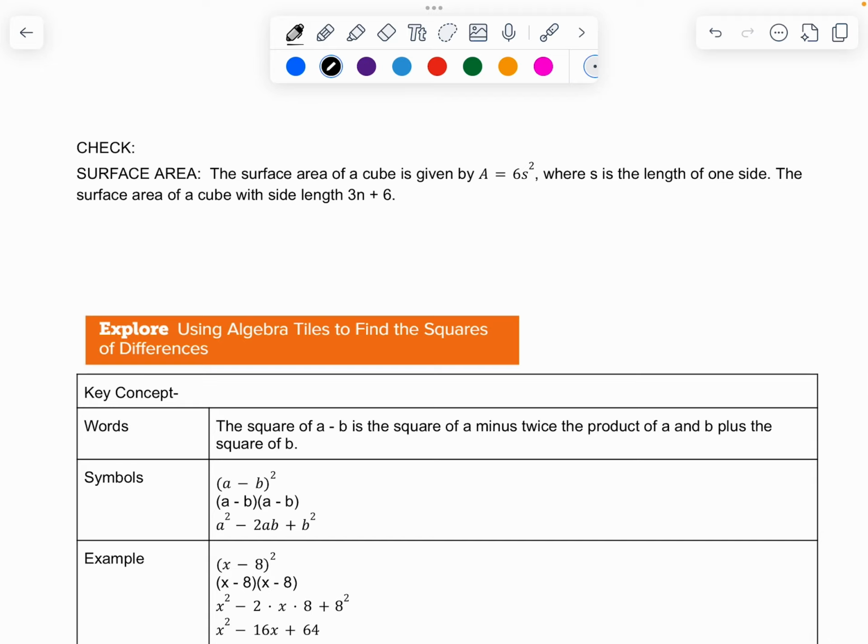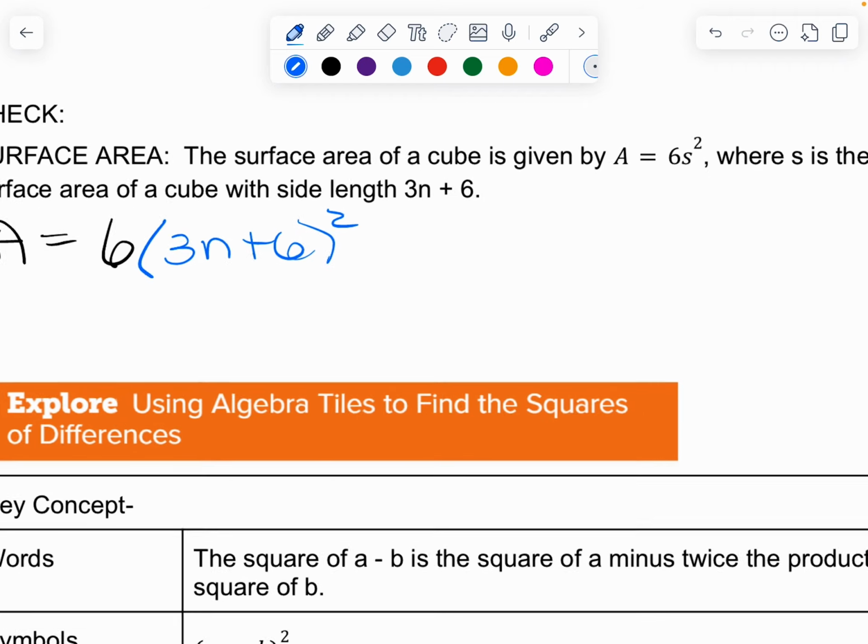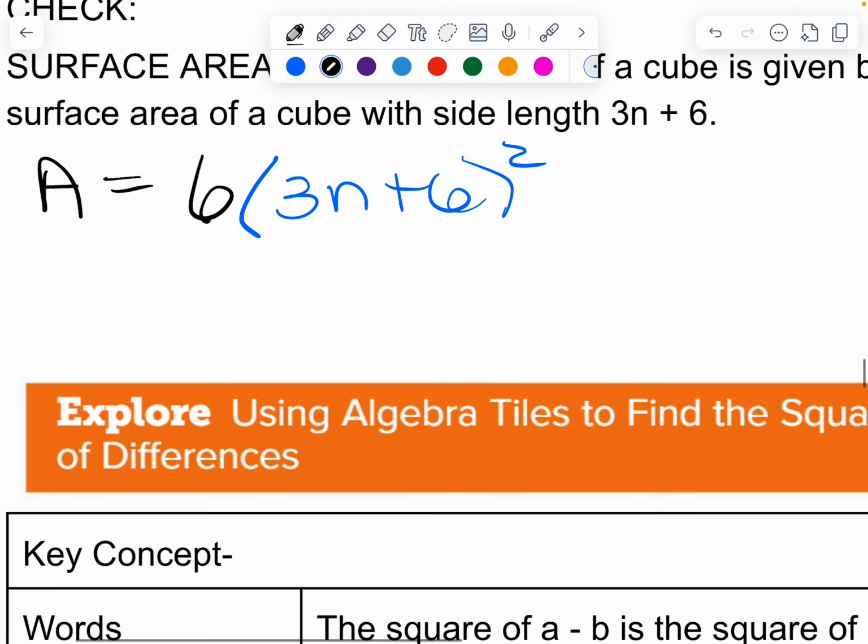So we have here the surface area of a cube is A equals 6 sides squared, 6s squared, where s is the length of one side. The surface area of a cube is this. So we're going to do area equals 6, and the s is going to be replaced with this. And remember, we do exponents first. So I'm not going to worry about this part yet. This part's going to stay as is.